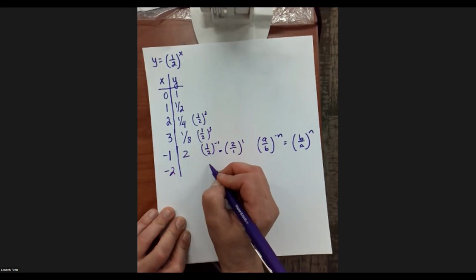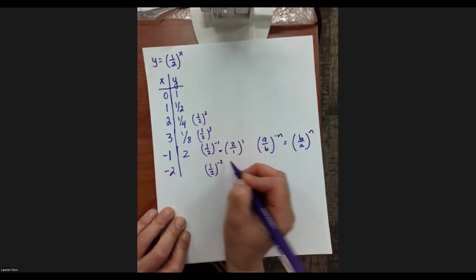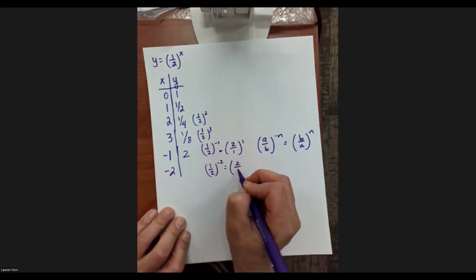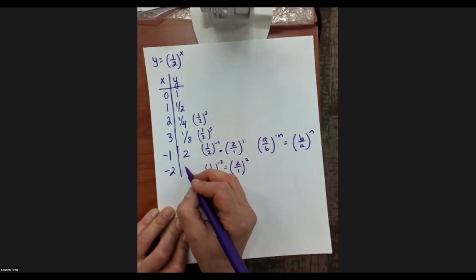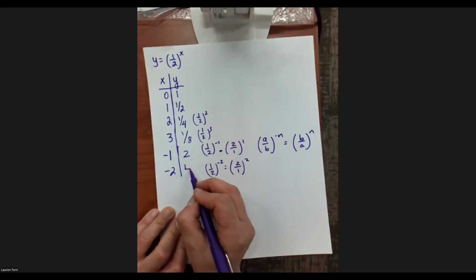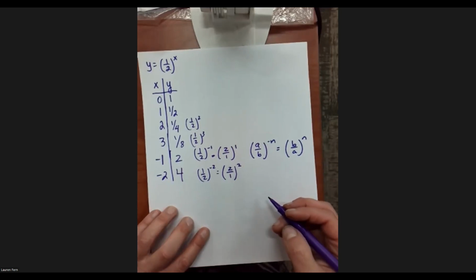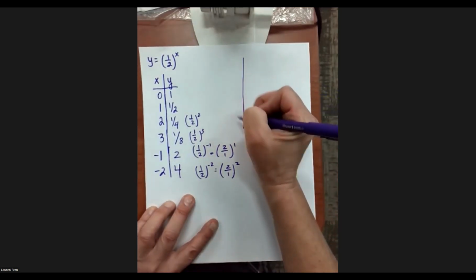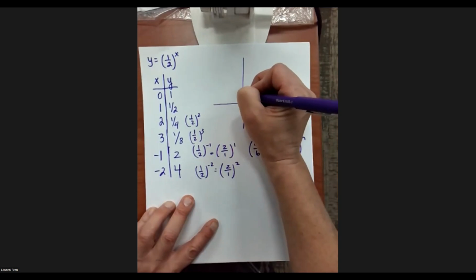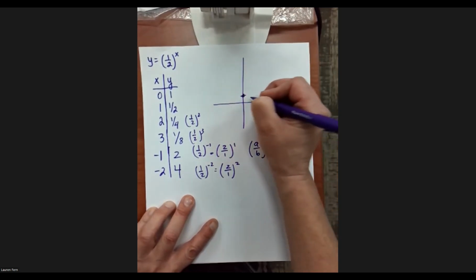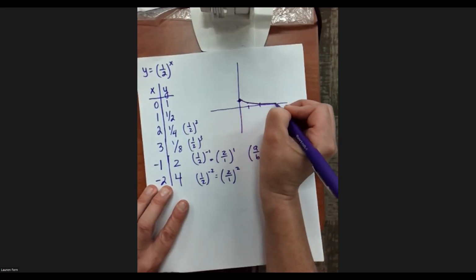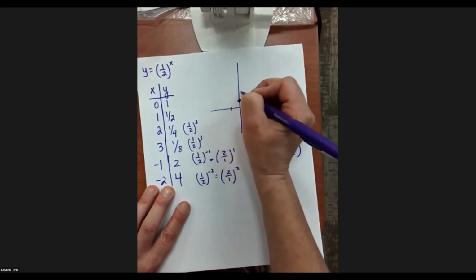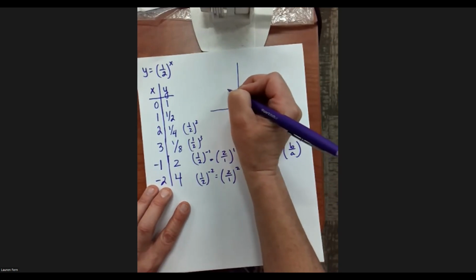What if I plug in -2? Then I have 1/2 to the -2nd. Isn't that the same as 2/1 squared? And what do we get? 4. Well, let's plot these values. When I'm at 1, I'm at 1/2, then 1/4, etc. If I plug in -1, then I'm up at 2.